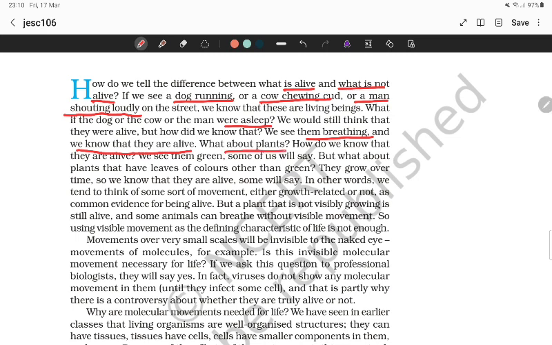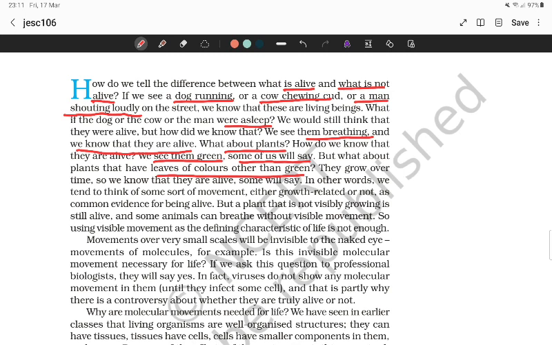But at the same time, what about plants? प्लांट्स को देखकर हम बोल सकते हैं कि whether they are living or non-living. We see them green. Some of us will say yes, if they are green, we can say that the plants are alive. But what if they have a brown stem and brown leaves? If colors other than green are present, then are they alive?